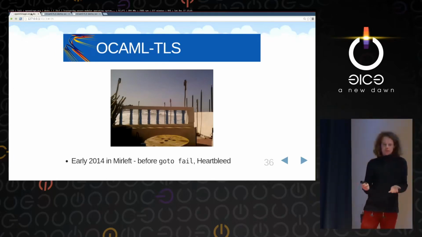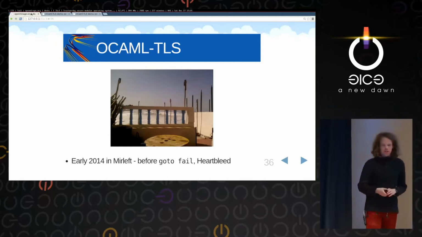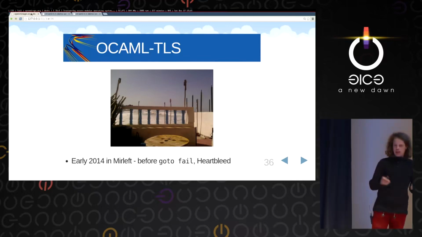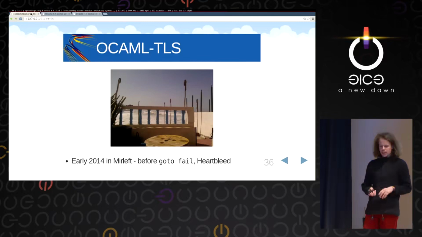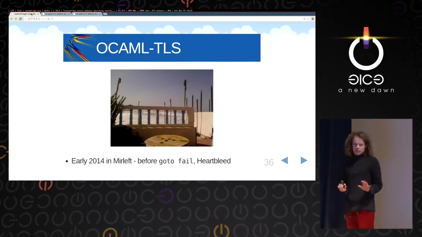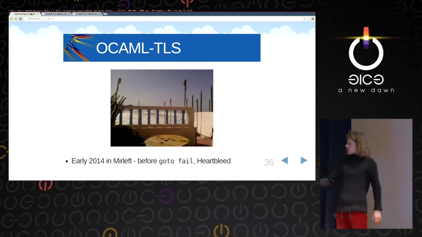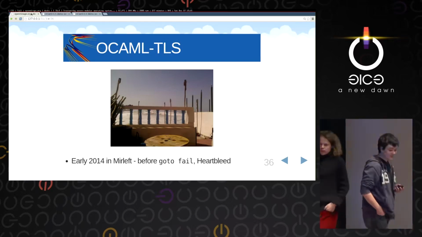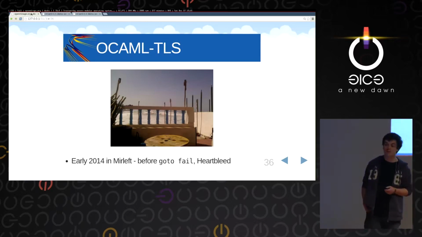And it was even before there were those security issues this year in various TLS implementations, like goto fail and Heartbleed and the change cipher spec vulnerability in OpenSSL, and various others. I mean, GnuTLS also had some problems. And let's talk a bit about OCaml TLS. So I guess you know a TLS hipster when he says I was into it before Heartbleed.